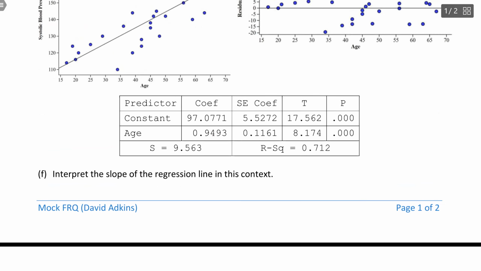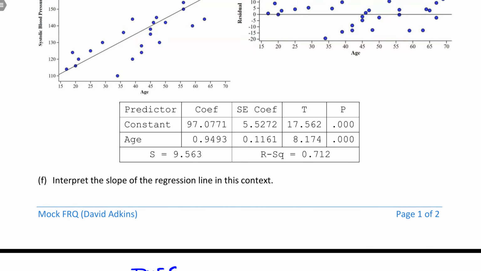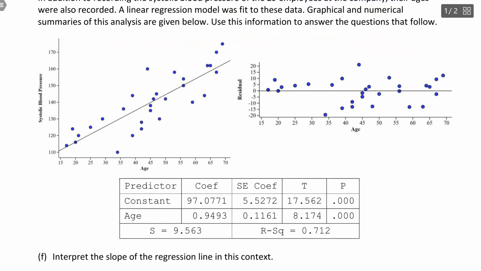I just want to make sure. F is interpret the slope. G is comment on the strength, direction, and form. Basically the DUFS, or whatever we called it, from our scatter plot. So interpreting the slope, remember when we have this regression line stuff, all we want out of this is two coefficients. This is going to give me, it looks like we're using systolic blood pressure as our y hat.